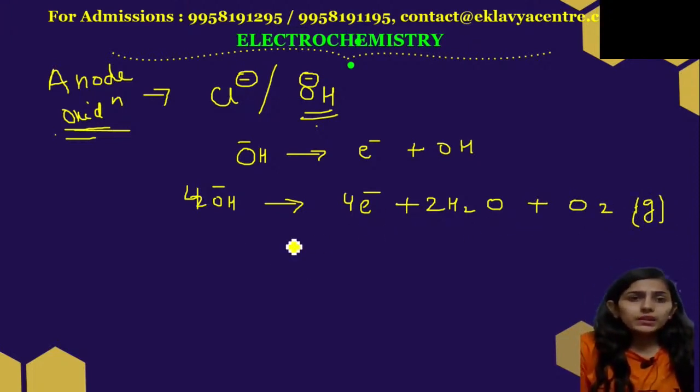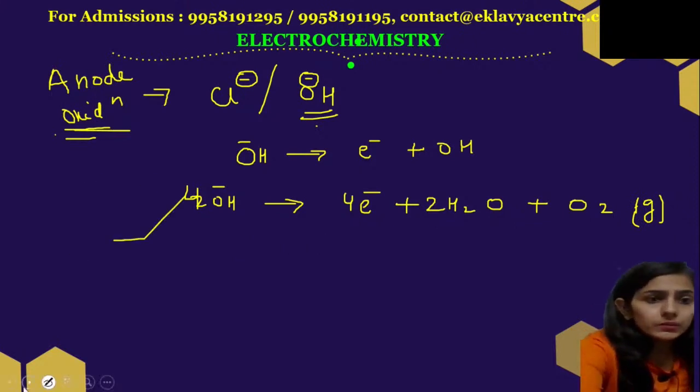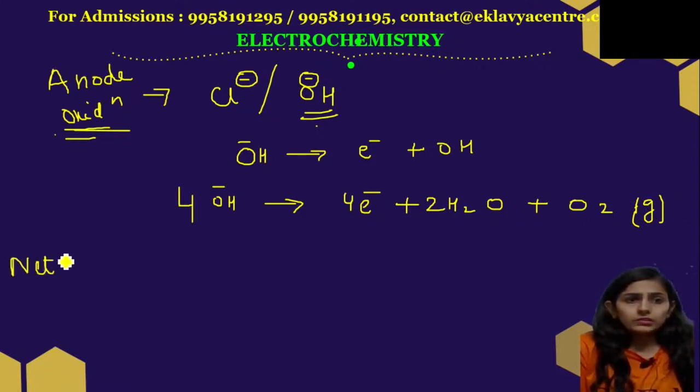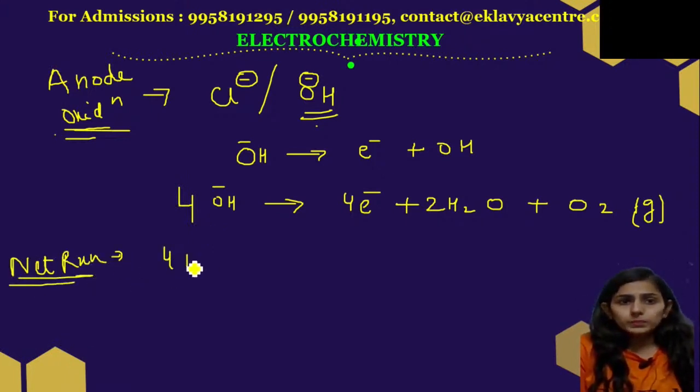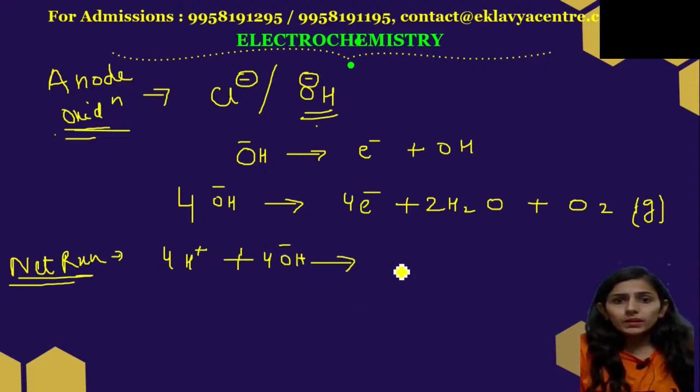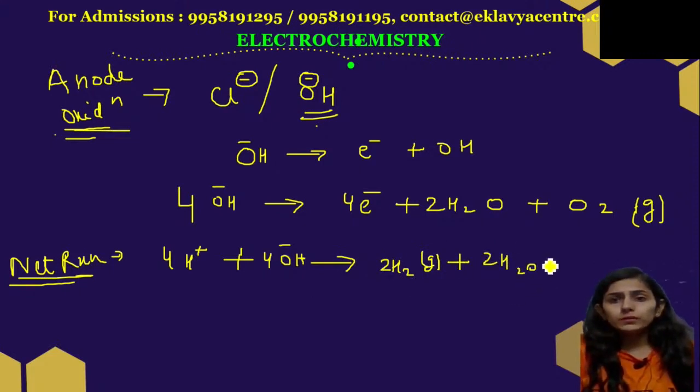So if we write the net reaction, beta, it will be 4 of H plus and 4 of OH minus will give us twice of H2 gas, right, plus twice of water plus oxygen gas, right beta?